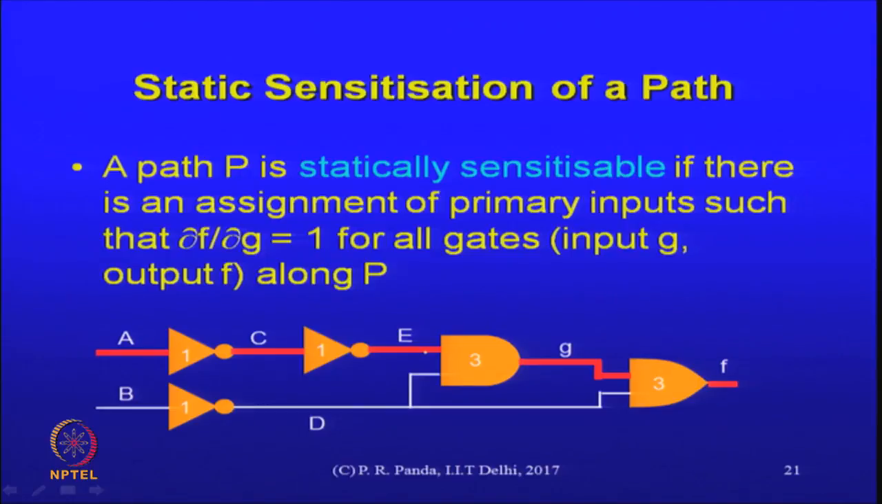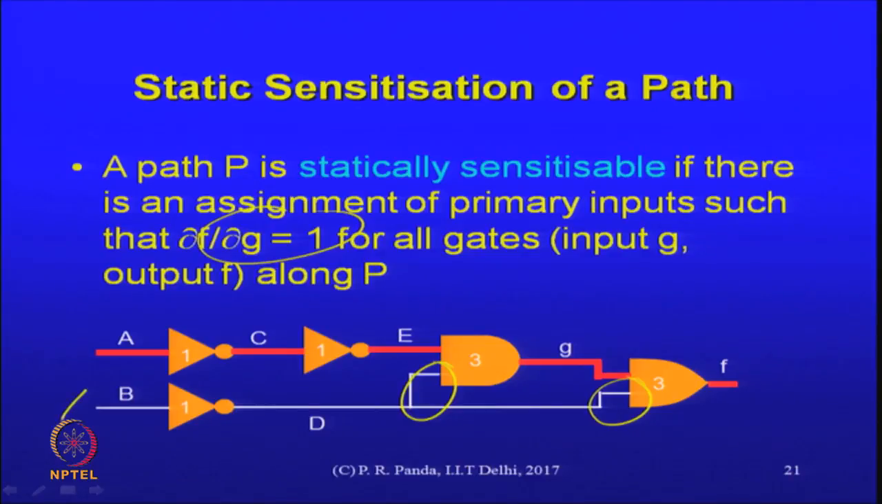So, couple of things. Static sensitization of a path is defined as follows. We say a path P is statically sensitizable if there is an assignment of the primary inputs such that Boolean difference is 1 for all the gates along the path. So, assignment of primary input means here some condition has to hold for the other inputs on that gate. These gates are not of that nature, but it is like this. To establish that path, you have to collect all of those conditions on the rest of the inputs of the gates. It is some function.